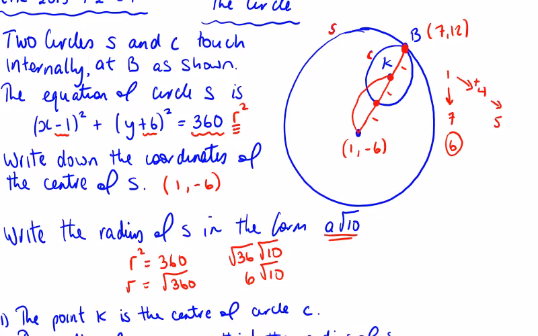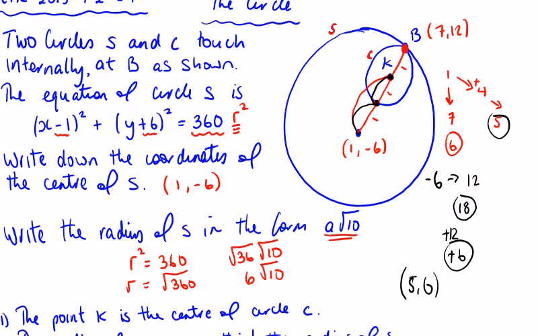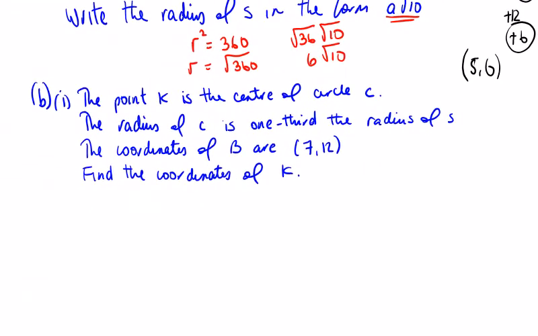To get my y value here, I'm going from −6 to 12. It's a jump of 18. So 1 jump is obviously 6, and 3 jumps must be 18. So I need 2 jumps, which is jumping 12 from −6, and that's going to get me to plus 6. So this is my x coordinate, and my y coordinate, (5, 6). So the coordinates of K are (5, 6).